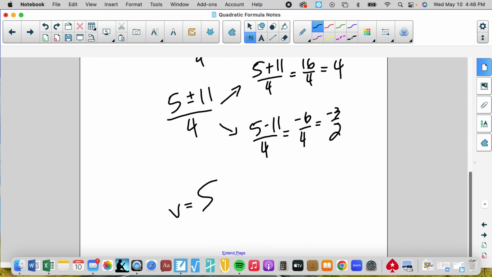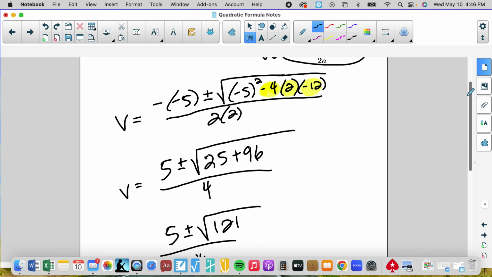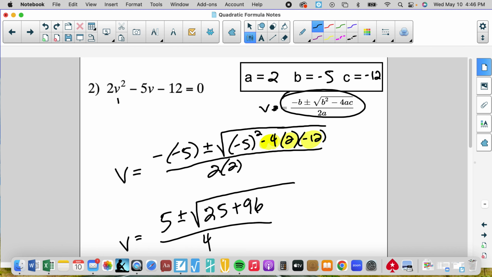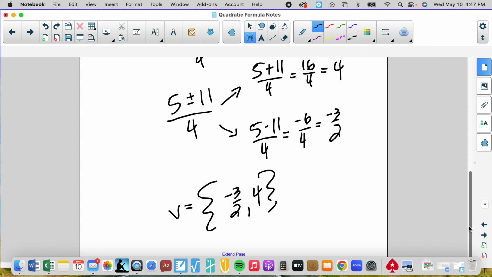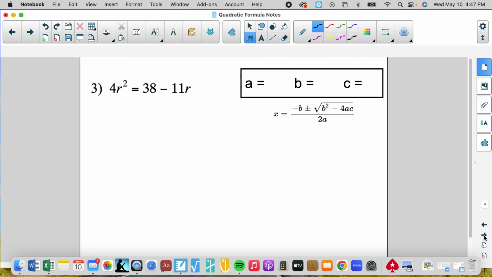V is going to equal, there's my solution set. I'm going to put them in numerical order. And I get negative 3 halves comma 4. Again, those are the only two values that we can plug in for v to make it equal to 0. Those are the solutions. Typically, it says equals y. So because y right now is equal to 0, we know that not only are these the solution to this, but they're also the x-intercepts. That's above and beyond. All right.